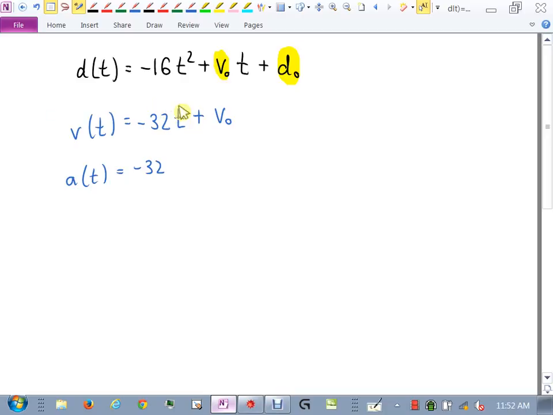If t is 0, then v of 0 would be negative 32 times 0 plus v naught, right? So v naught, that's going to be my starting speed. It's the speed of the object at 0 time, so that's my starting speed. Then if I integrate that again, I get this, and this d naught is going to be my starting height. So you can basically start with just knowing the acceleration on the planet, and it doesn't matter what planet you're on, and you can go backwards and recover the position function.